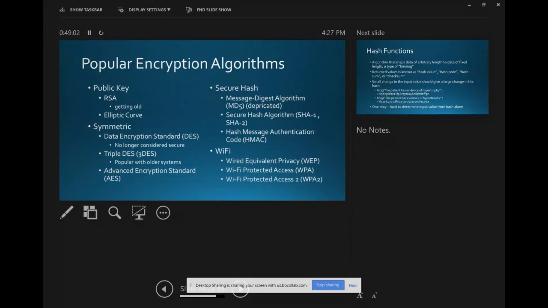Secure hashes are kind of like a one-way encryption. We'll talk a little bit more about them. And in Wi-Fi, you've probably heard of WEP, WPA, WPA2. Those are protocols that use encryption.